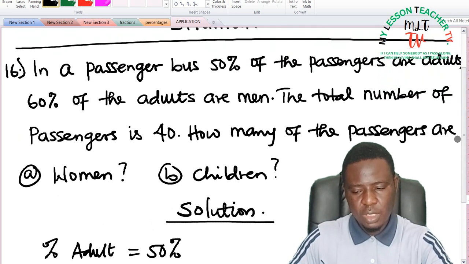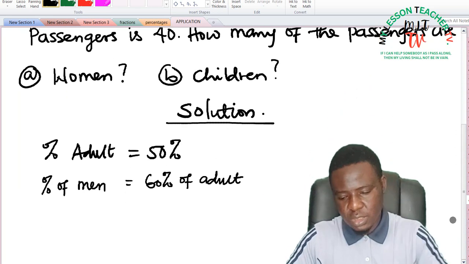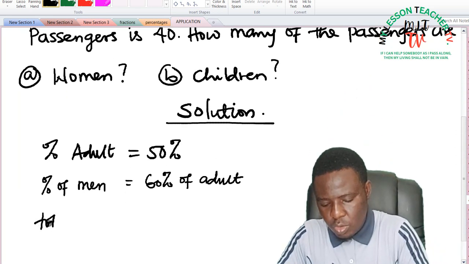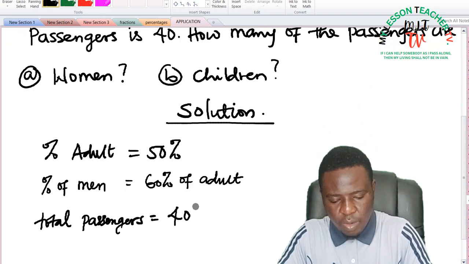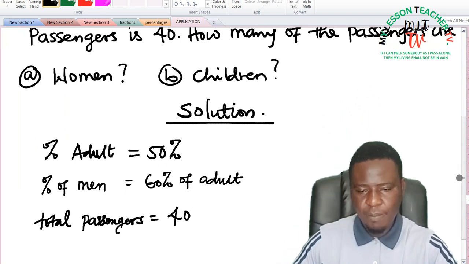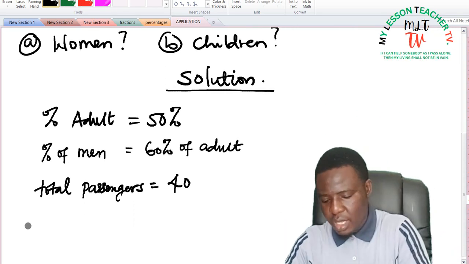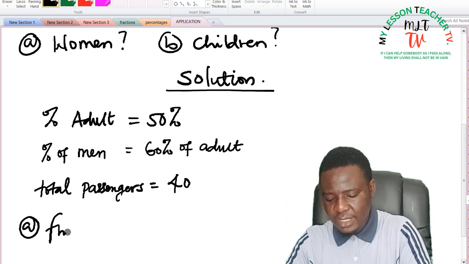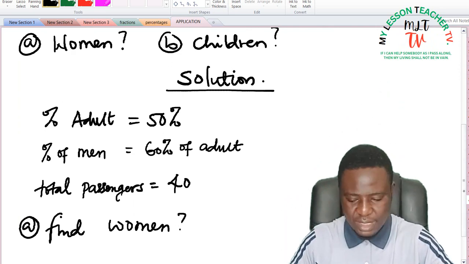Now, the total number of passengers is 40. So total passengers are said to be equal to 40 in number. Now, how many of the passengers are women? A, that we should find: women. That's the number that are women.